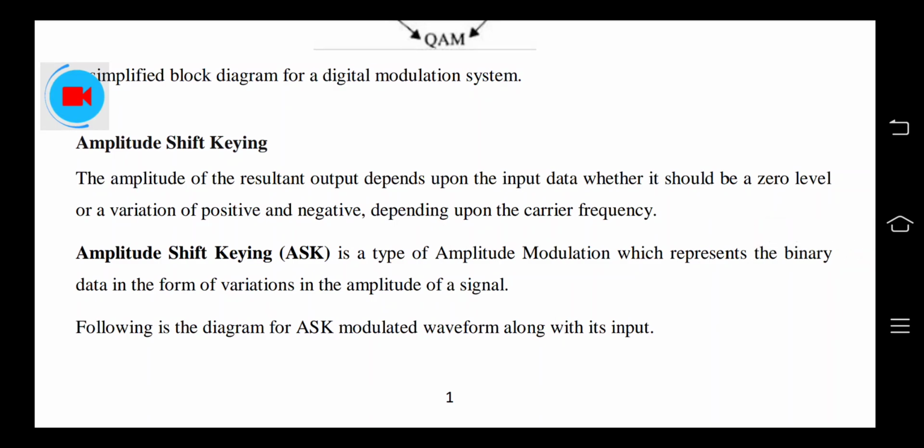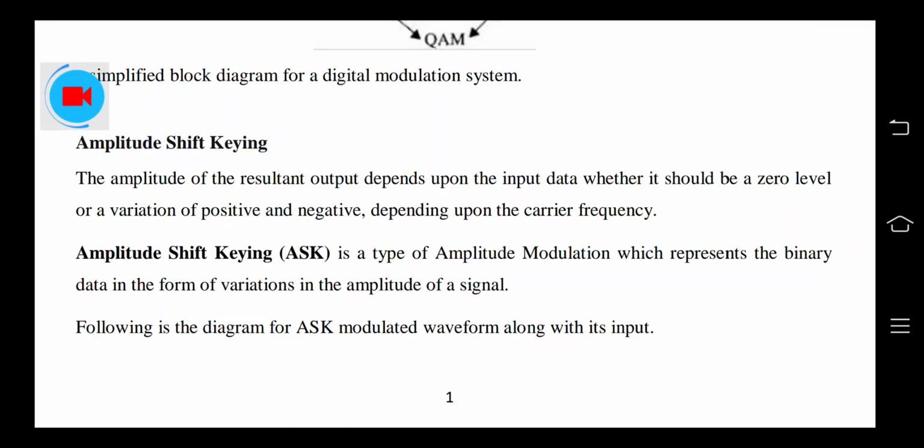First, amplitude shift keying modulation. In amplitude shift keying, the amplitude of the resultant output depends upon the input data, whether it is zero level or a variation of positive or negative level, depending upon the carrier frequency. The carrier is a high frequency signal, and depending on the low and high positions, the amplitude will shift to the left or right side of the origin. So here we can easily find out amplitude shift keying.